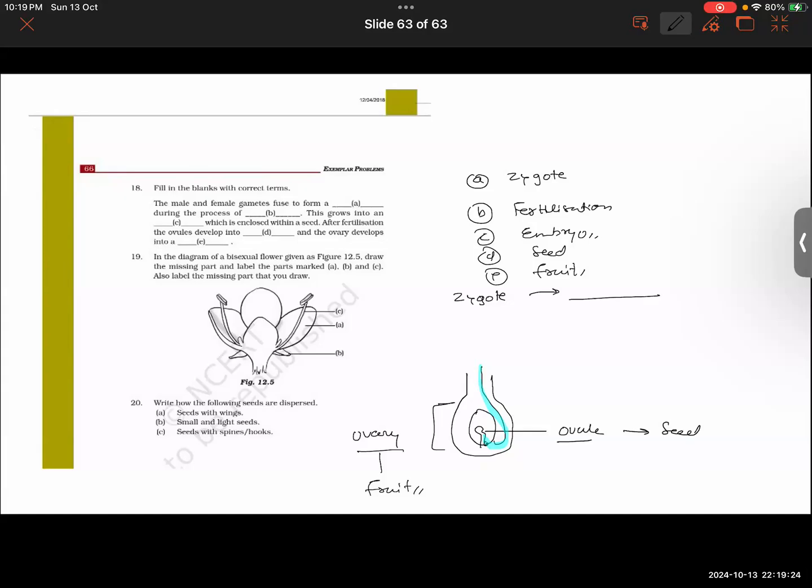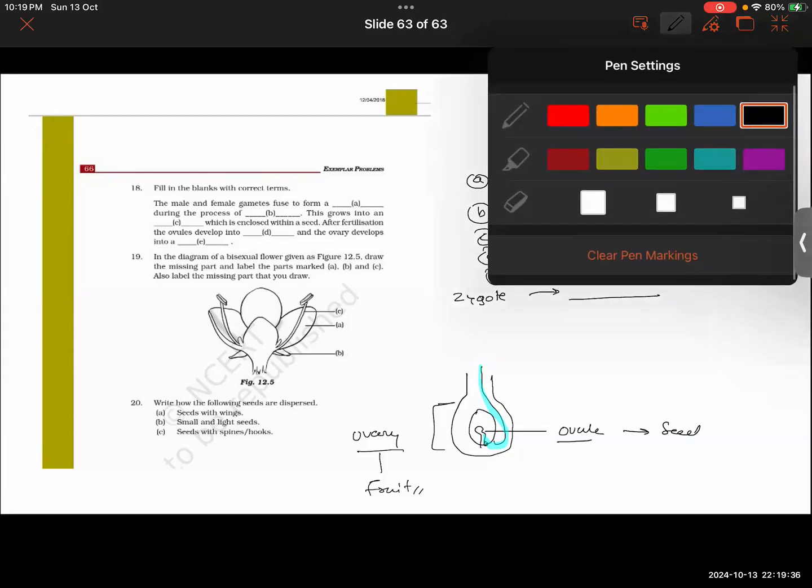Sir, a very important part is missing in this flower. Yes, continue. Sir, the pistil. Exactly. The female reproductive part is missing here, right? So we can draw this here.